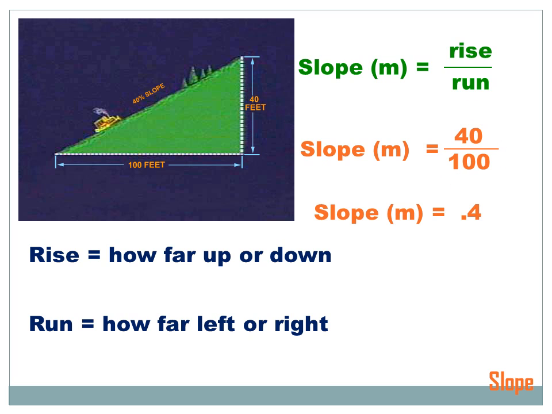Again, this is math, and we got to have a symbol to represent the word slope because we just don't like to write out great big words. So we pick the symbol M. M equals slope. And in this case, M equals 40 over 100. If I divide 40 by 100, I get 0.4, and the slope of this hill is 0.4.